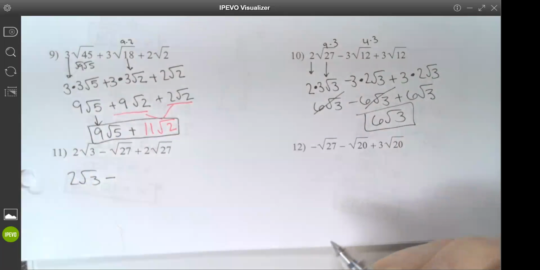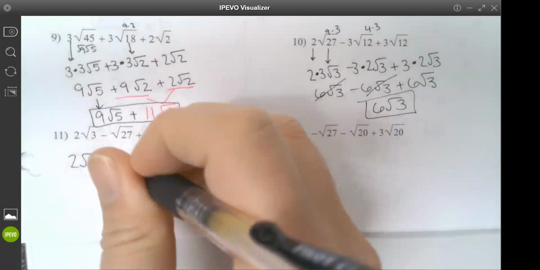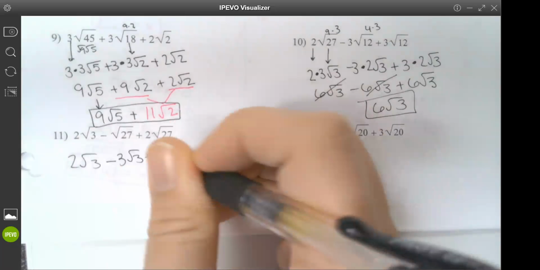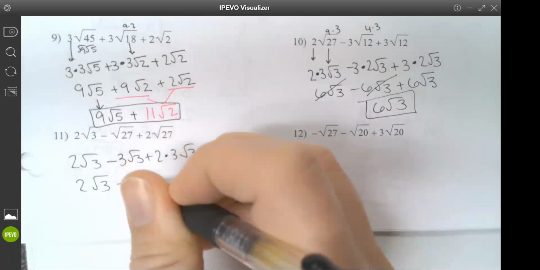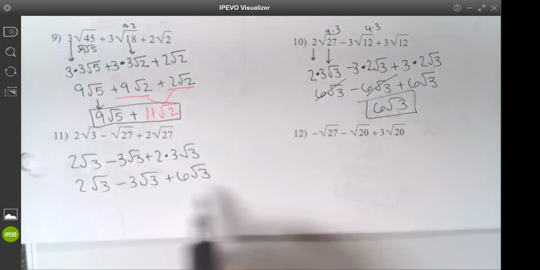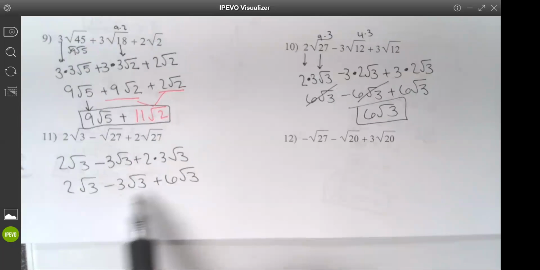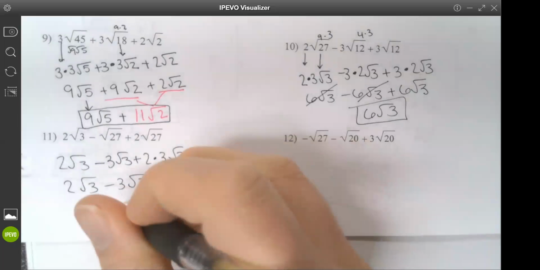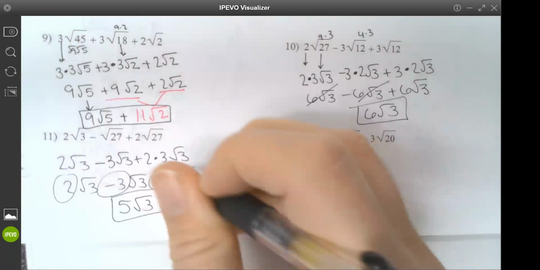What perfect square goes into 27? It either has to be 4, 9, or 25. 9 times 3, or 3 rad 3, plus 2 times 3 rad 3, cleaning that up: 2 rad 3 minus 3 rad 3, plus 6 rad 3. They are all like rads, so I'm just adding up their coefficients. So I'm going 2 take away 3 is -1, plus 6 is 5 rad 3s all together. I'm really just adding the numbers out front together.